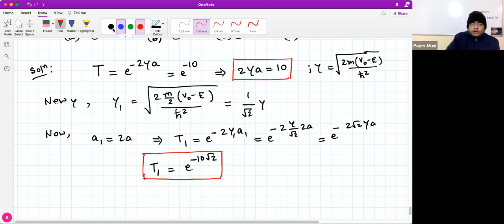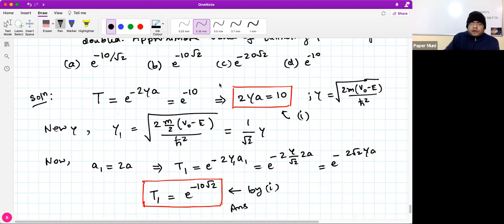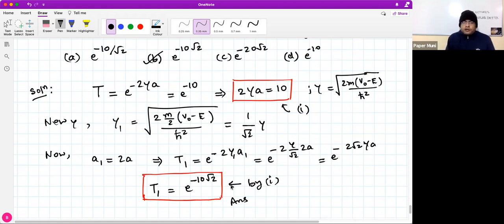All right, if this is equation 1, then this is the answer. The correct option is option B.